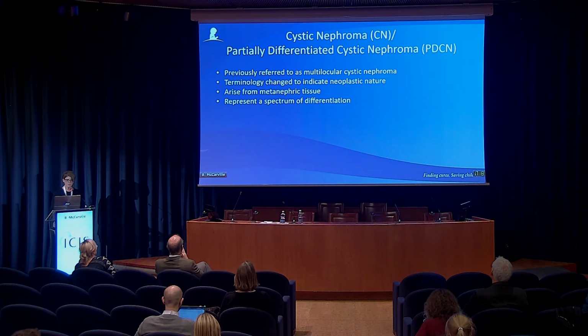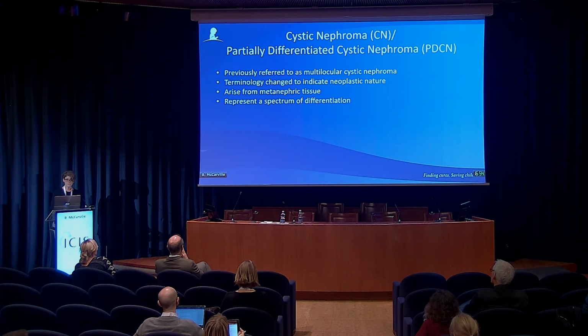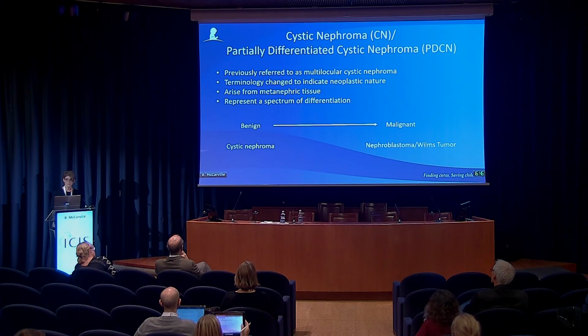So cystic nephroma and partially differentiated cystic nephroma, previously this was referred to as multilocular cystic nephroma, but the terminology changed to indicate the neoplastic nature of this tumor. It also arises from metanephric tissue like Wilms tumor and is now felt to represent a spectrum of disease in differentiation from the benign cystic nephroma to the malignant Wilms tumor and nephroblastoma. And this is similar to what we see with neuroblastoma, where there's a spectrum from ganglioneuroma to neuroblastoma. And in between cystic nephroma and Wilms tumor is partially differentiated cystic nephroma.